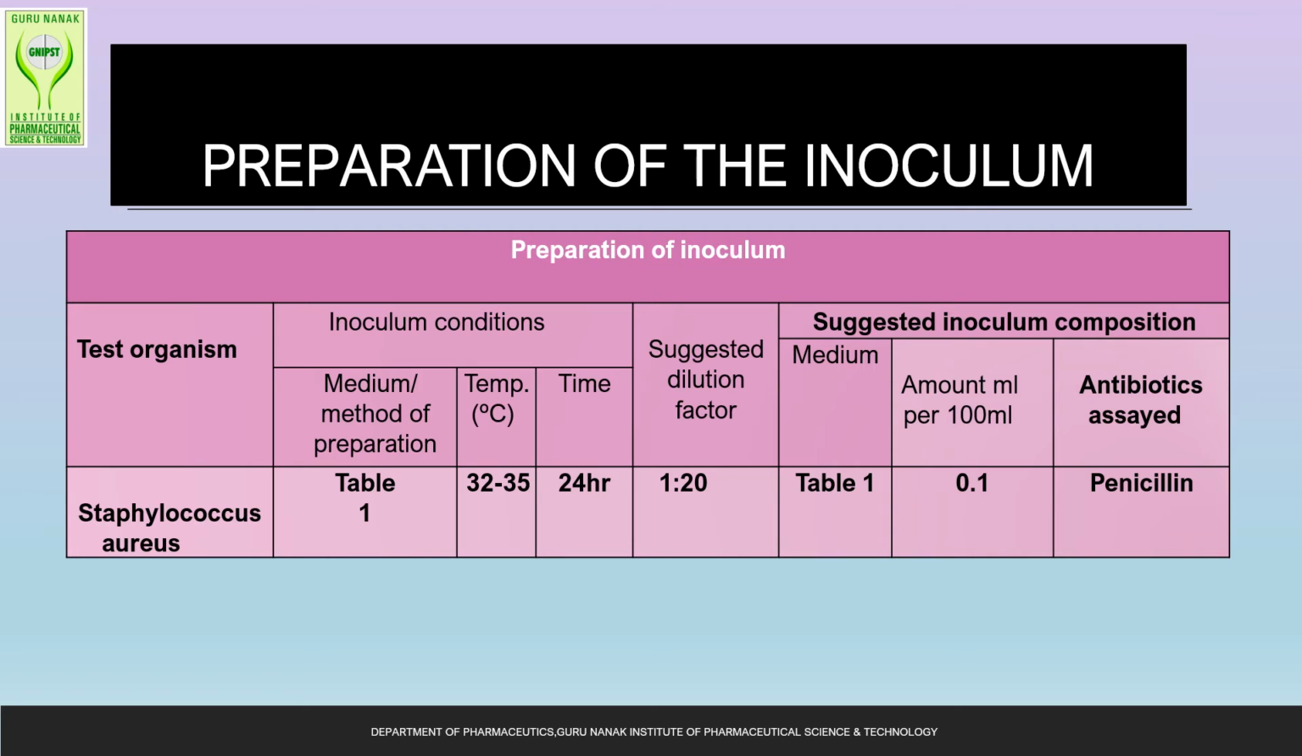This is the specification for the preparation of the inoculum. The test organism we are using is Staph aureus. The medium and method of preparation are in Table 1, and I have given the preparation on that slide. The temperature required is 32 to 35 degrees centigrade. The time period is 24 hours. The suggested dilution factor is 1:20. For the inoculum composition we will also prepare the same media, and the amount per 100 ml will be 0.1. The antibiotic used for the process is penicillin, particularly penicillin G.